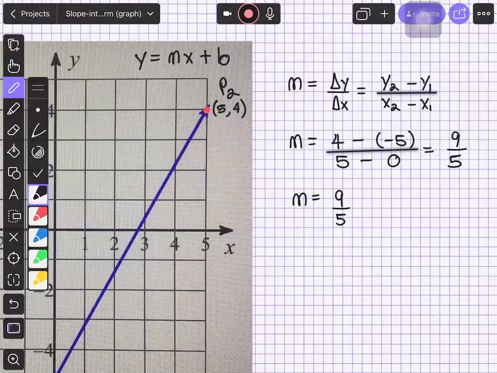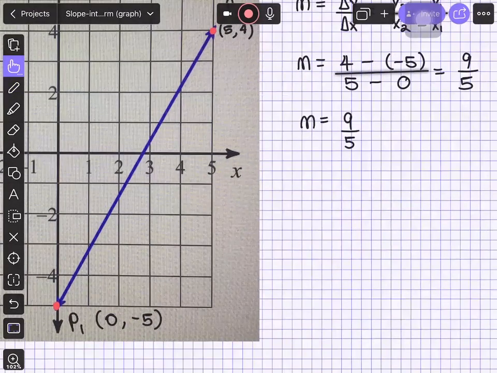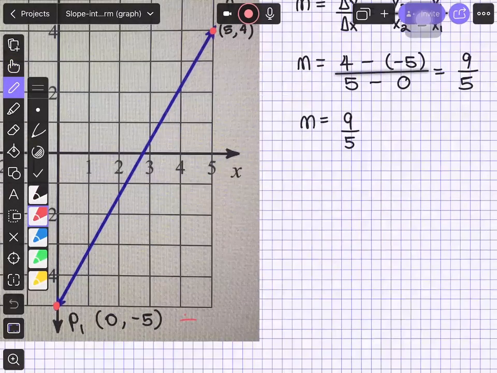With the slope calculated, now we can select either point and substitute it in the formula. My recommendation is that whenever you have a point that has a 0 in either of its coordinates, use that point. Okay? It'll make things easier. So because of that, we are going to use point 1. That 0 over there will make our calculations easier. So we use, again, the same formula.